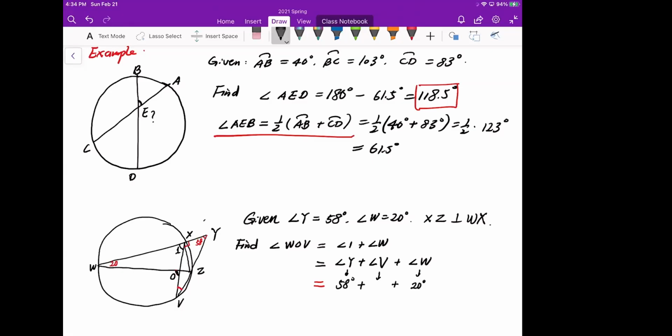Is angle V the same as angle W? This is actually the same as angle W. Why? Why are the two angles the same? So here's one angle, here's the other angle.